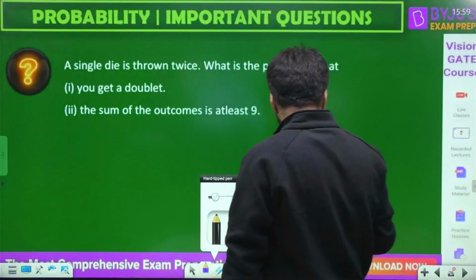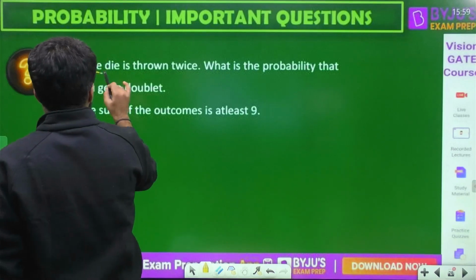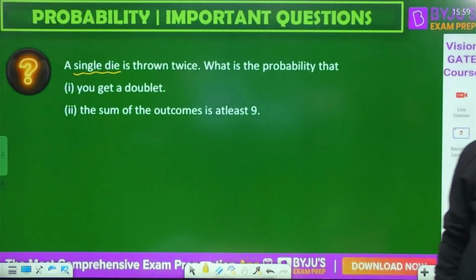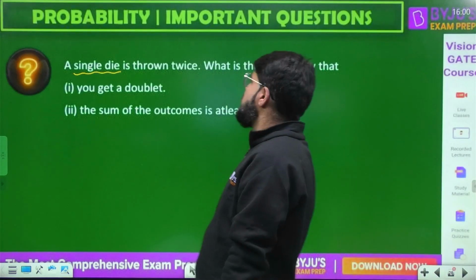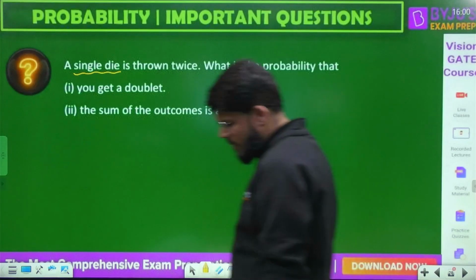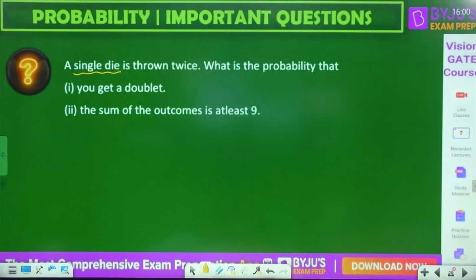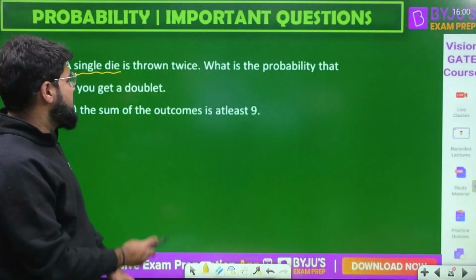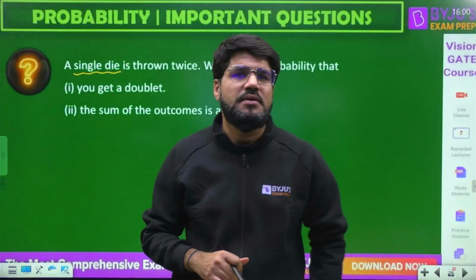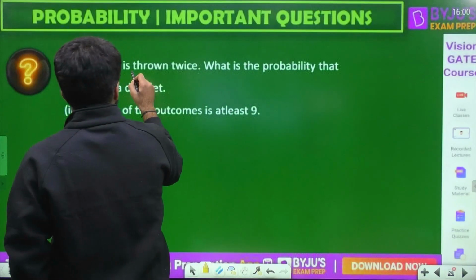Yes, the next important category of question from probability is, of course, the dice based question. A single die is thrown. What is the probability that you get a doublet? Simple one. A die is thrown twice. Whenever a die is thrown twice, what is the size of the sample space?